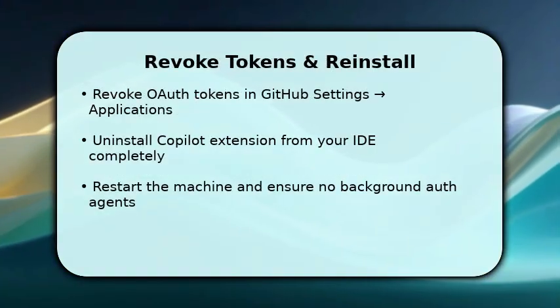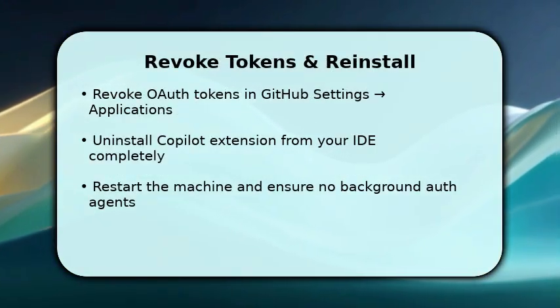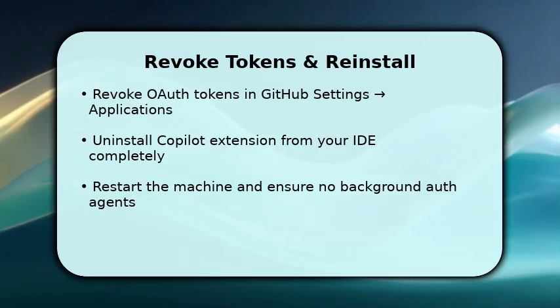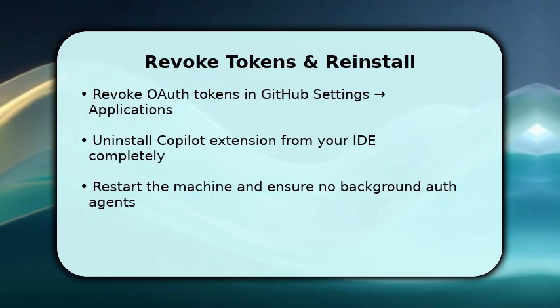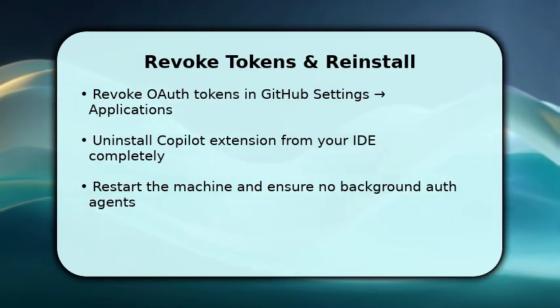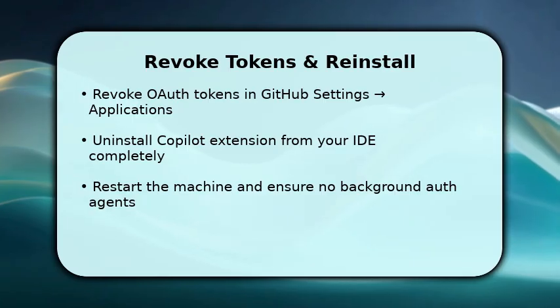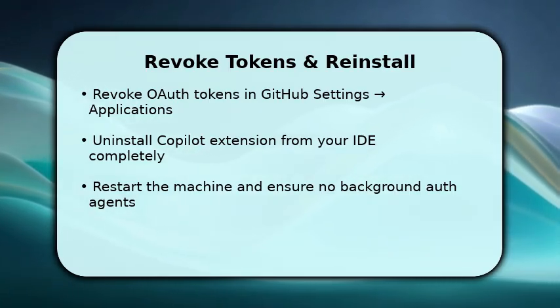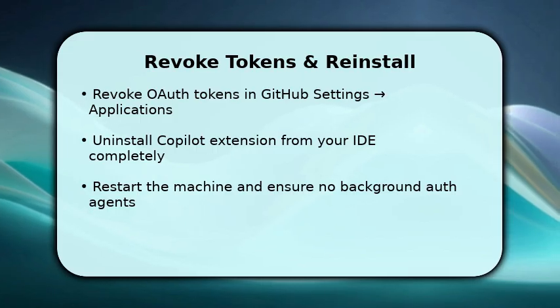Next, revoke Copilot-related OAuth tokens and authorized applications in your GitHub account settings so old credentials cannot reauthorize. After revocation, uninstall the Copilot extension or plugin from your IDE. Remove cached extension folders if present. Restart your computer to terminate background auth agents and credential helpers.